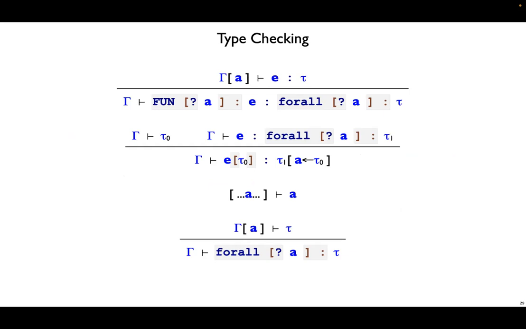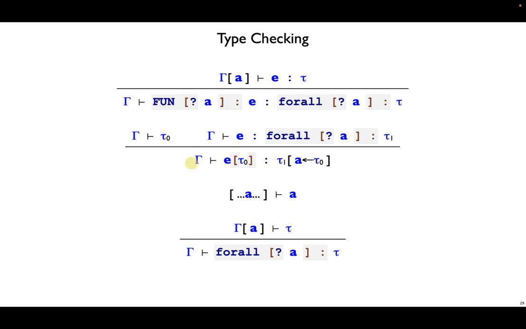The type checking rules that we need for polymorphism are very similar to the type checking rules that we already have for application. The big difference is they work at the type level instead of the term or expression level. First, a big lambda expression with alpha over the expression e has type for all alpha, tau, provided that the expression e has type tau inside of an extended environment. This notation on the left extends the current type environment with the new type variable.